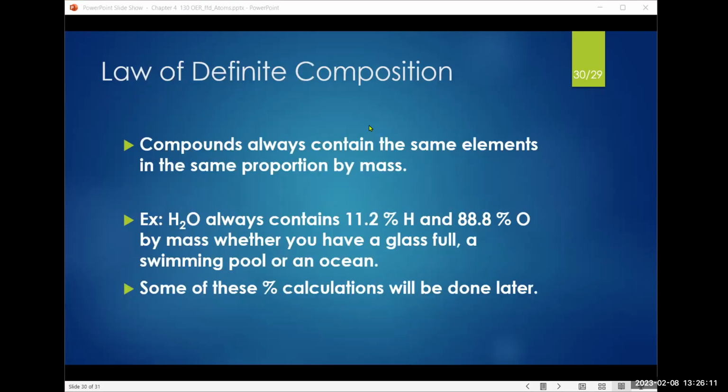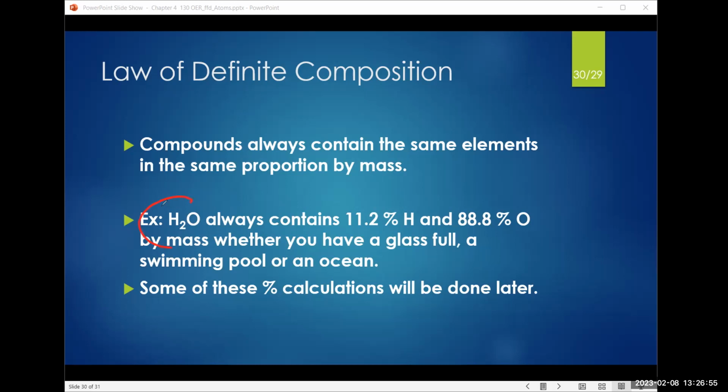Okay, so the law of definite composition. As we began the study of the atoms, the elements and so forth, we introduced you to the formulas. We mentioned earlier that when atoms come together, they come together in whole numbers, not quarter numbers or anything like that. So H2O comes with 2 hydrogens and 1 oxygen. So its composition is 11.2% hydrogen and 88.8% oxygen. You might ask, how did that come about?